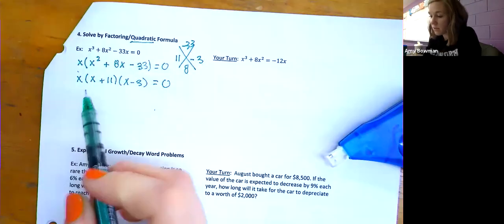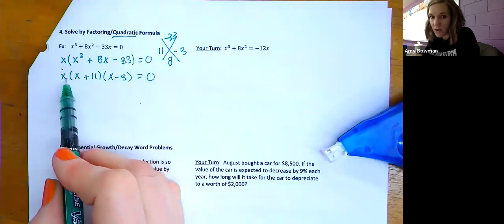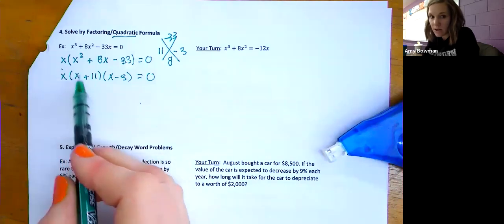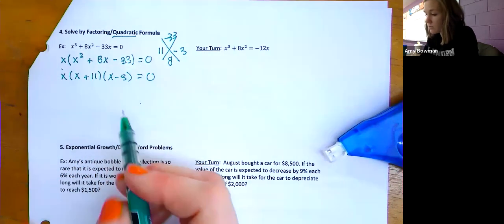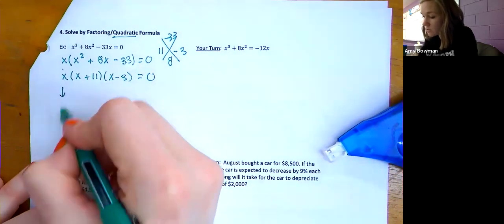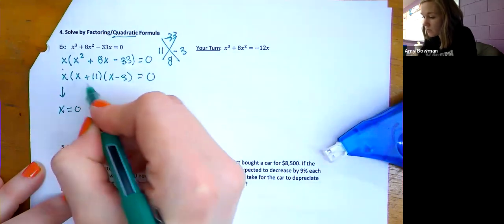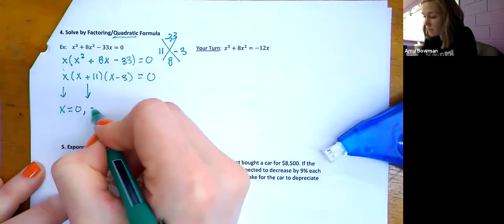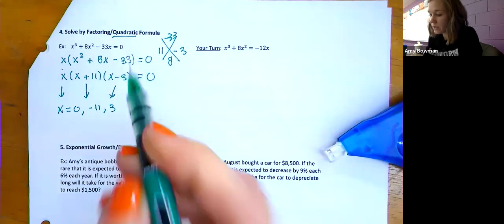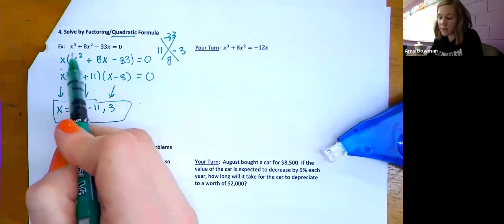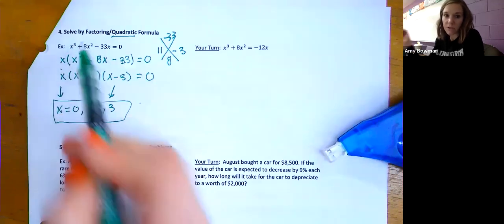Now I have 3 possible solutions for 0: when this x equals 0, when x plus 11 equals 0, or when x minus 3 equals 0. That's going to give me 3 solutions. x equals 0. This one gives me the solution of negative 11, and that one gives me the solution of positive 3. So 3 solutions there because I was solving a third degree equation.